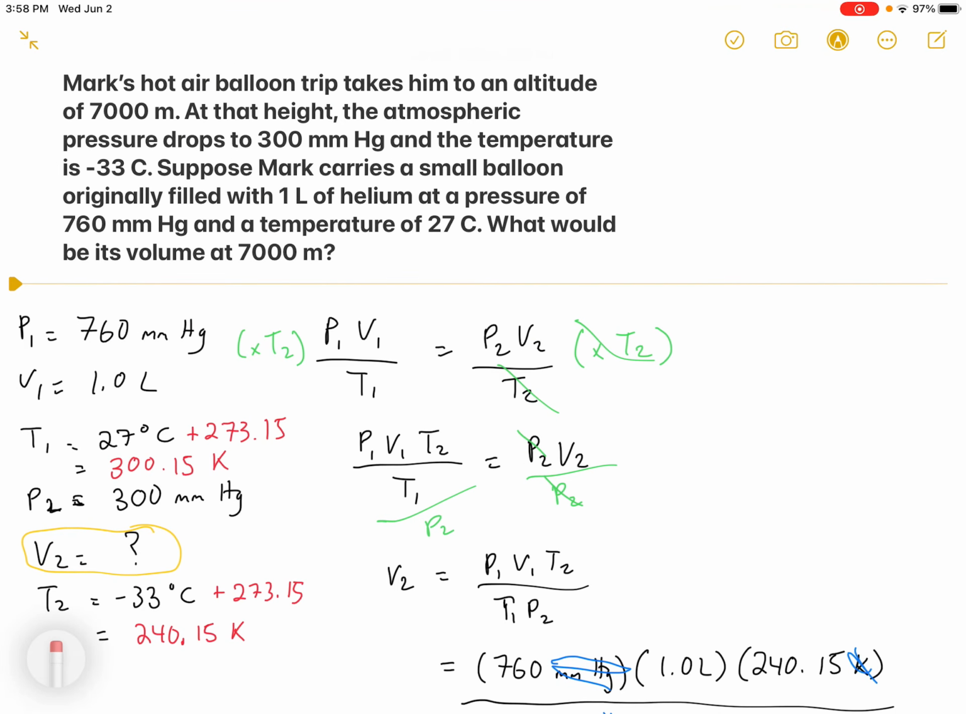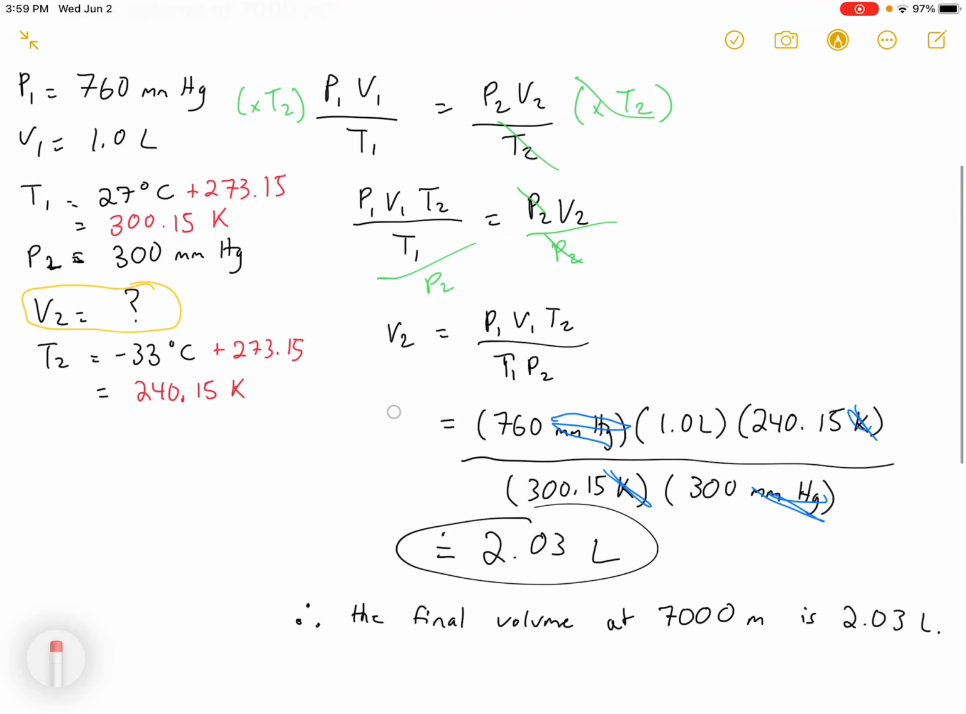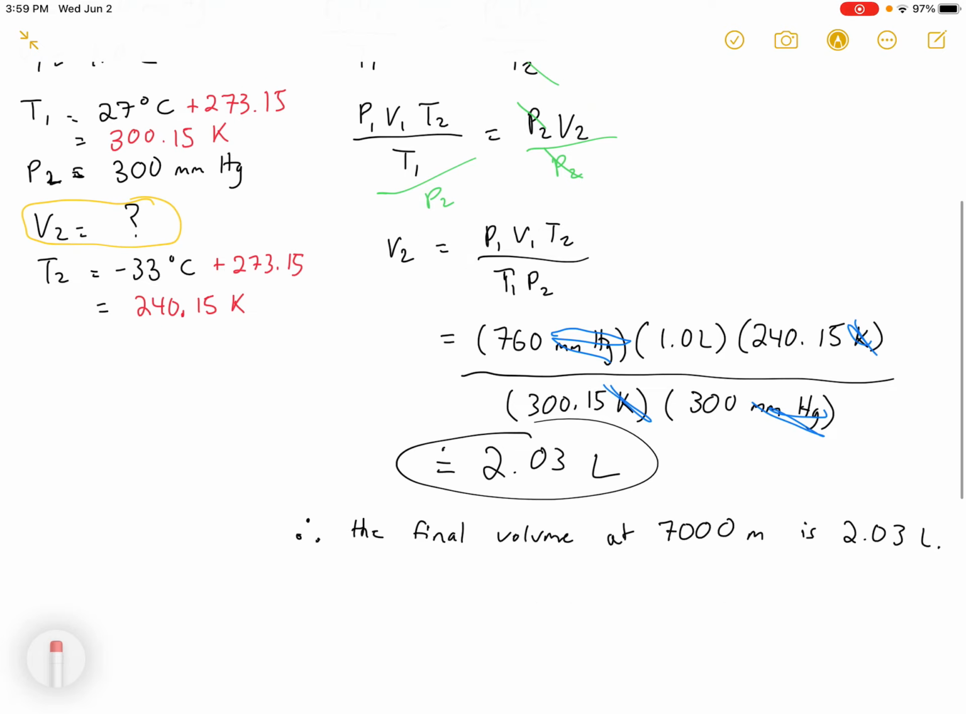So again, to recap, we went through our question, we extracted all of the relevant information into a data list, we identified the equation that we're going to use to solve the problem, we performed algebra to manipulate the expression to isolate the variable that we want to solve for, we subbed in all of our information, and then we got a final answer of 2.03 liters.